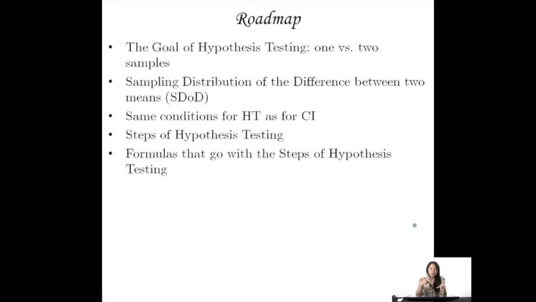Then we're going to re-talk about the sampling distribution of the difference between two means. If you had just watched the confidence interval for two means, then you don't need to watch that section. Then we're going to talk about the same conditions for doing hypothesis testing as for confidence intervals. They need to meet three conditions before you could do either of these two. Then we're going to talk about the modified steps of hypothesis testing for two means and the formulas that go with those steps.